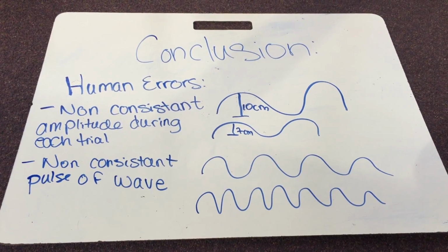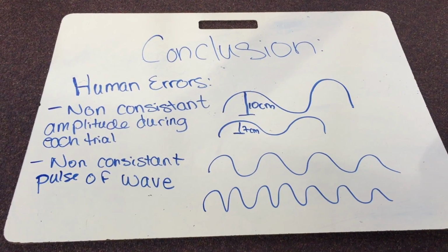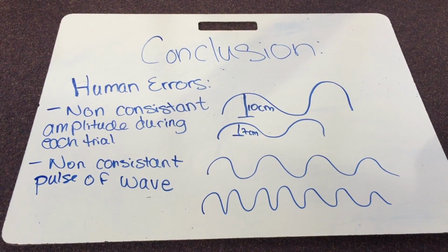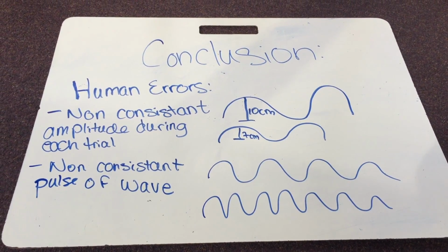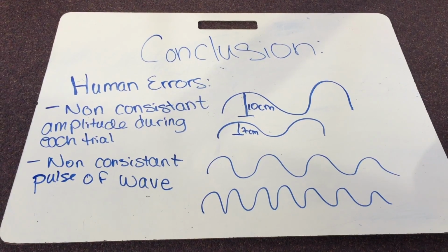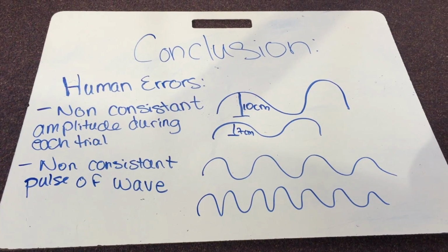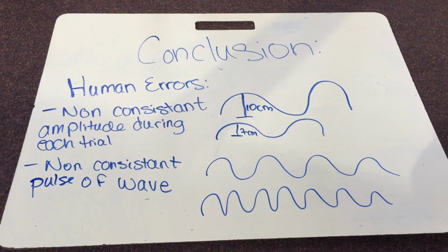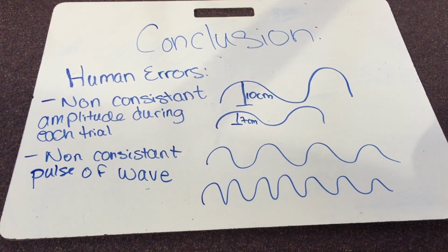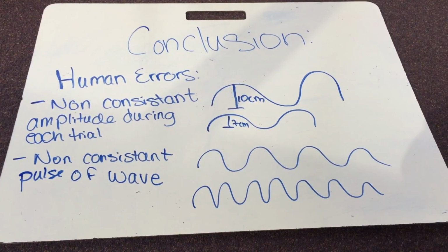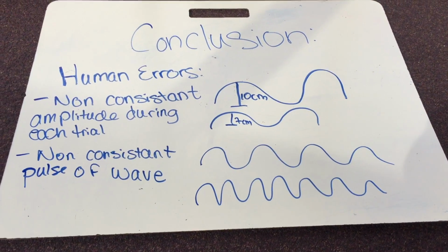Maybe we had non-consistent amplitudes during each trial. So maybe when we were wiggling the slinky, at first it was 10 centimeters, but then it may have changed to 7 centimeters. Another human error that could have caused different wave speeds is non-consistent pulse of wave. So maybe we were moving the wave at a faster rate during each time because of human error.